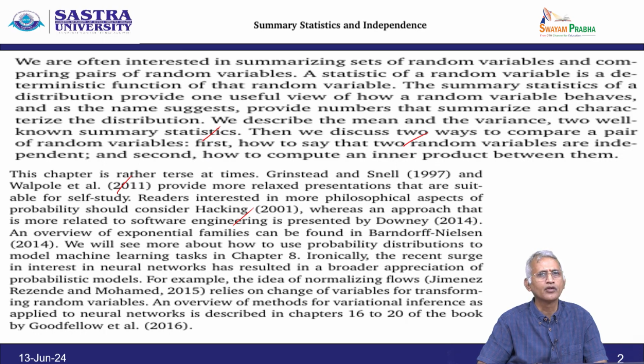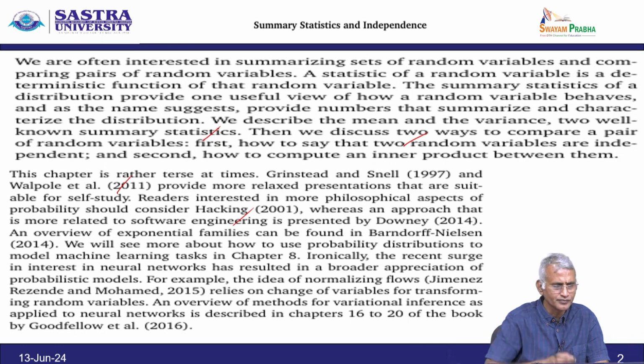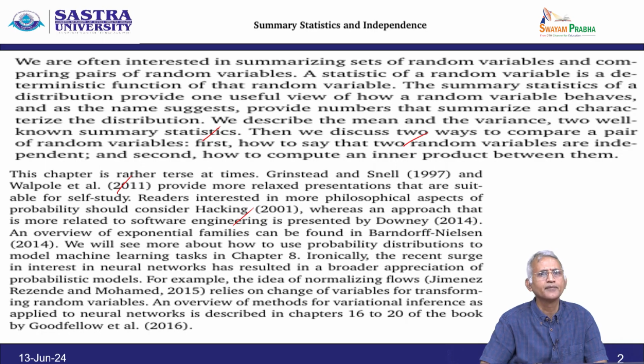We will see more about how to use probability distributions to model machine learning tasks in this chapter. Ironically, the recent surge in interest in neural networks has resulted in a broader appreciation of probabilistic models. For example, the idea of normalizing flows relies on change of variables for transforming random variables, and an overview of methods for variational inference as applied to neural networks is described in the chapter of the book by Goodfellow et al. in the year 2016.